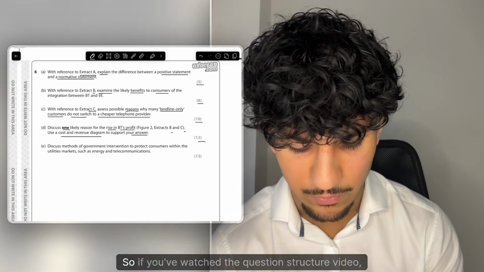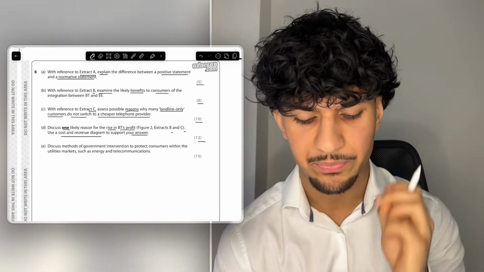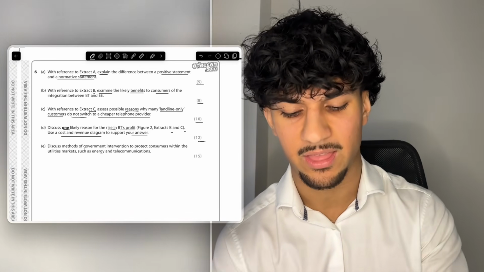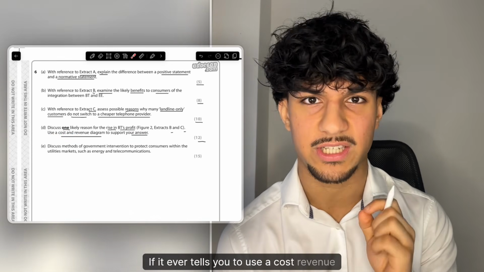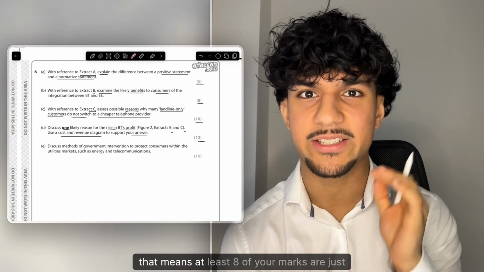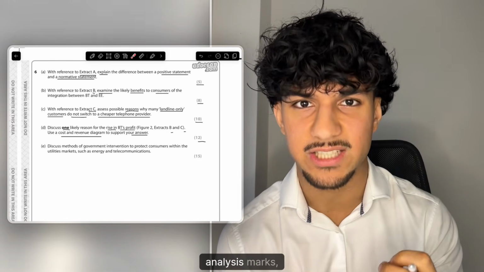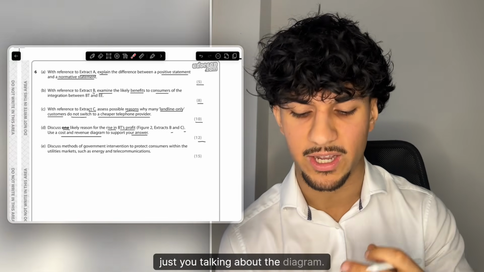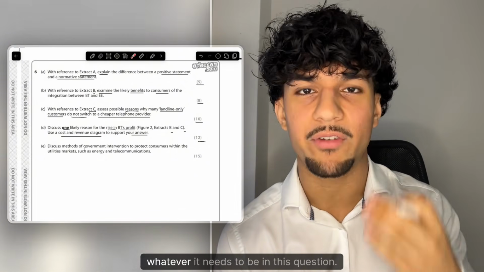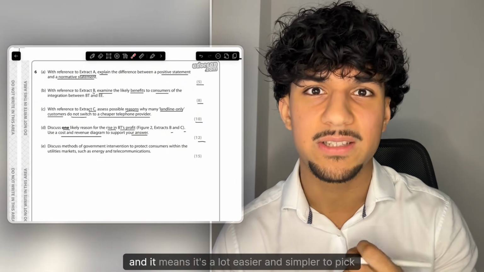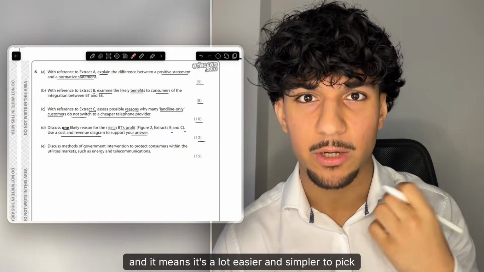So if you've watched the question structure video, you know for 12 mark questions, this is an absolute gem. If it ever tells you to use a cost/revenue diagram, that means at least 8 of your marks are just analysis marks, just you talking about the diagram, you basically using the diagram dynamically, shifting the diagram, whatever it needs to be in this question. And it means it's a lot easier and simpler to pick up these 12 marks.